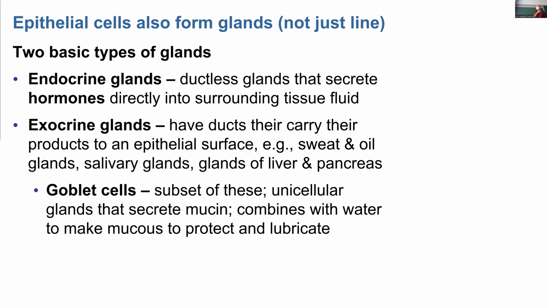One kind of exocrine gland is called a goblet cell. And so these are unicellular glands, meaning the glands are just one cell that secrete something called mucin, which combines with water and makes mucus. So we have these cells, for example, in the lining of your respiratory airways, your trachea, in the back of your mouth, and this protects your trachea. What it does is it creates this mucus layer that lines your trachea.